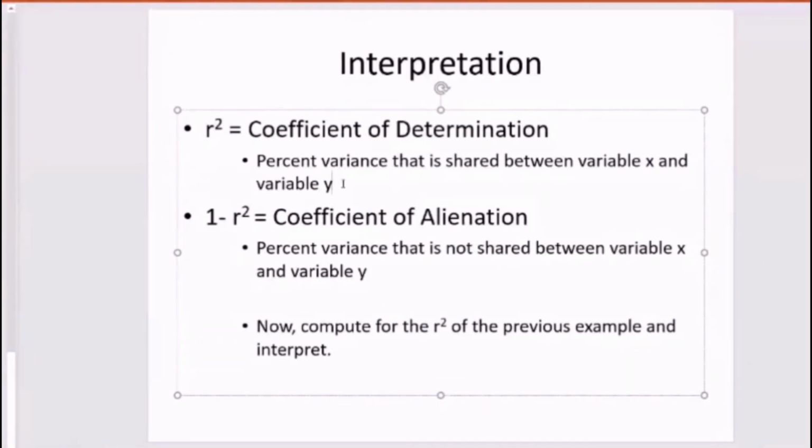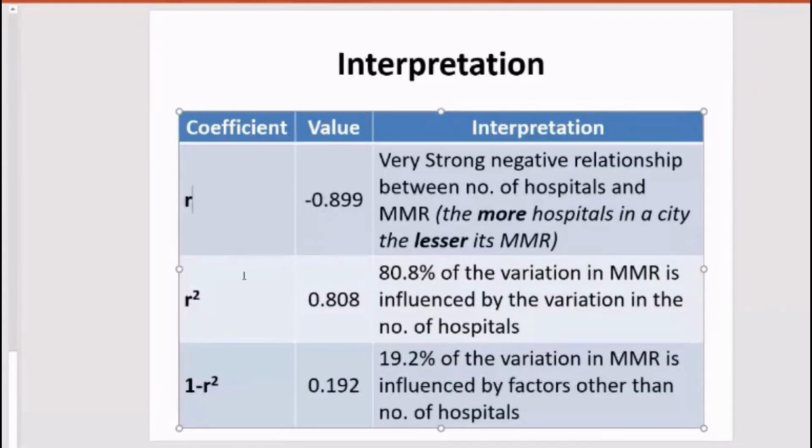Meaning, why is it that the maternal mortality rate in the different cities are different from each other? The answer, based on the R squared, is because there are different values of Y, or maternal mortality rate, because there are also different values of the number of hospitals in a city. Then we may ask, up to what extent, or up to what percent, is the maternal mortality rate affected by the number of hospitals? That's the value of the R squared. R squared value is positive 0.808.